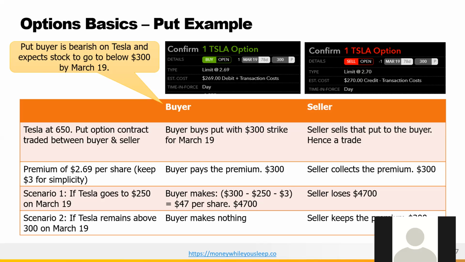So what happens if the price doesn't reach 300? Do we lose $269? Yep, we'll cover that.